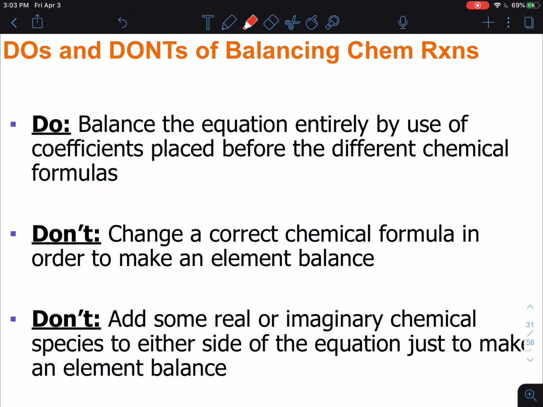So, just to make sure you understand, you're going to balance the equation entirely by using the coefficients, all right? You're not allowed to change the subscripts, right? Because that changes the formula, and that's not allowed. You're not allowed to change a correct chemical formula in order to make an element balance, so you can't change the subscripts. And you're also not allowed to add some real or imaginary chemical species to the right or the left side of the equation just to make everything balance out. You just can't add a water molecule, right? So you have to stay within the actual chemical reaction, and you can only change the coefficients.